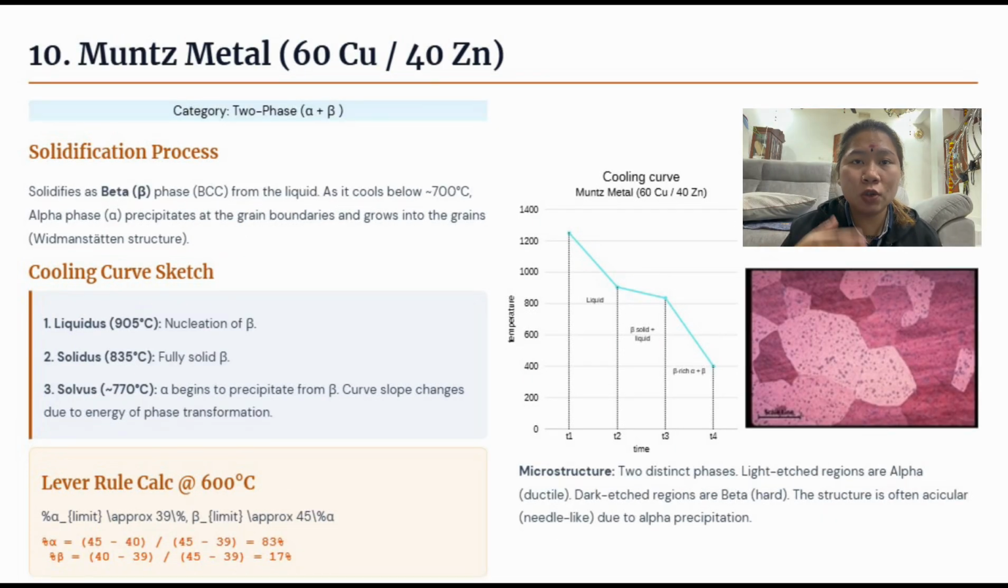Now we look at Muntz metal 60/40. The 3% increase in zinc changes the solidification entirely, and it starts solidifying at 905 degrees Celsius into a pure beta phase. As it cools below the solvus line at 770 degrees Celsius, the alpha phase begins to precipitate out, creating a duplex, alpha and beta, microstructure.